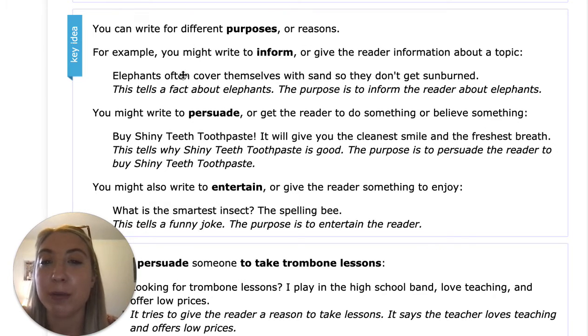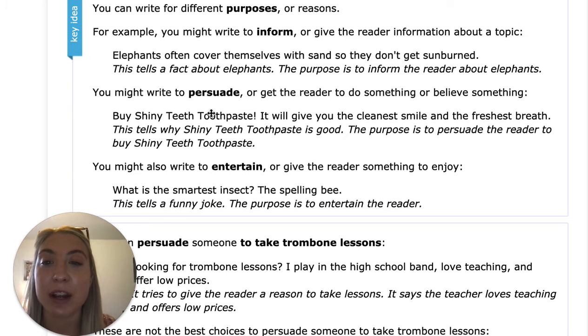For example, you might write to inform or give the reader information about a topic. Remember, when we're informing someone, we're telling them facts. So elephants often cover themselves with sand so they don't get sunburned. That would be an informing sentence because it's telling us a fact about elephants. The purpose is to inform the reader about elephants.